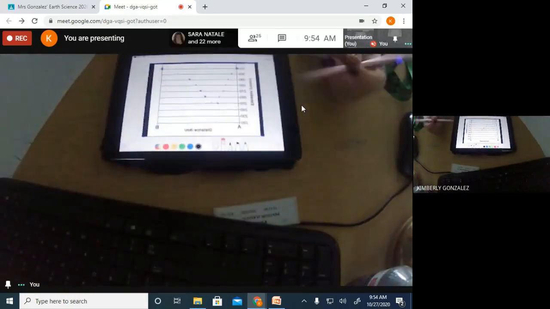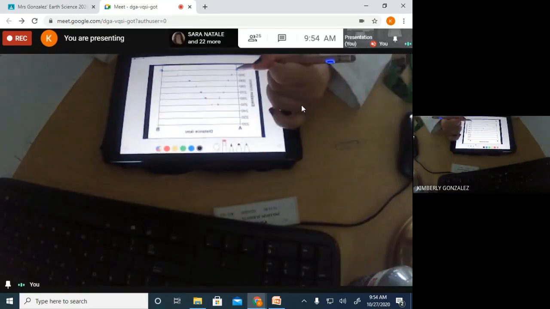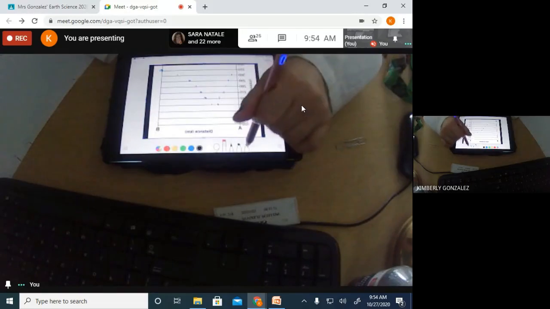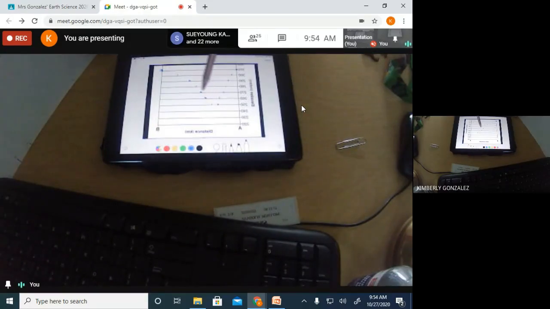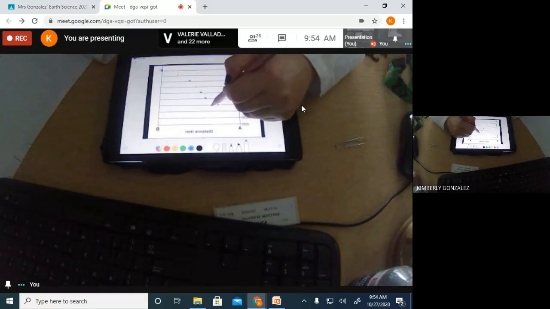Okay. Then you're going to connect the dots. But when you connect the dots, you have to remember that you have two dots down here that are at the same value. You are not drawing a straight line between these two dots down here. I'm going to try to make these a little bit bigger so you guys can see them better.